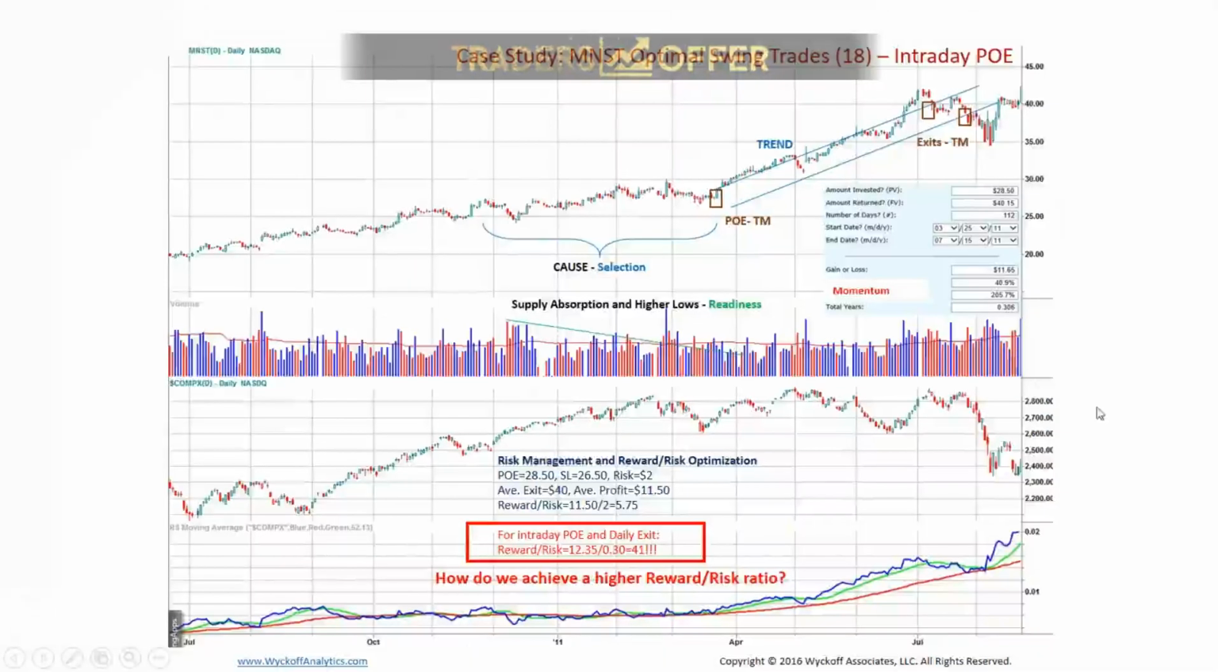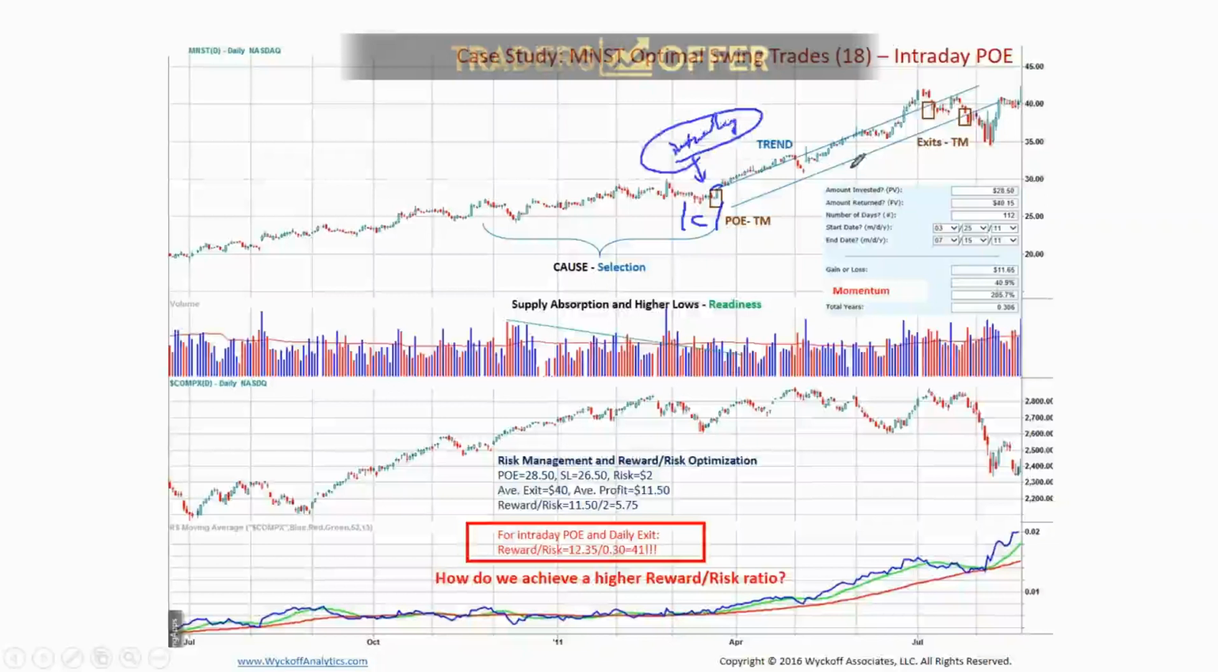So let's look at this a little bit more. And specifically, I'm looking at Monster Beverage here, out of the trading range that we've looked at before. And once we are going into the potential phase C, what I'm going to do is start intraday trading this stock.